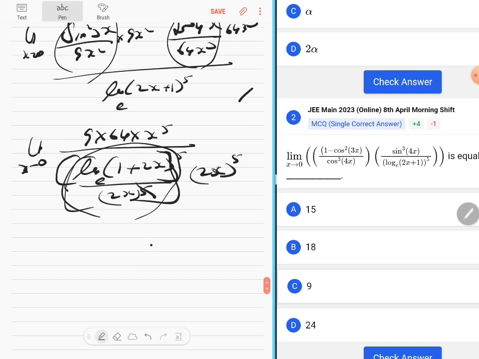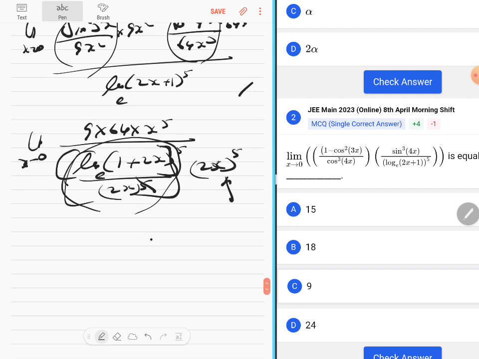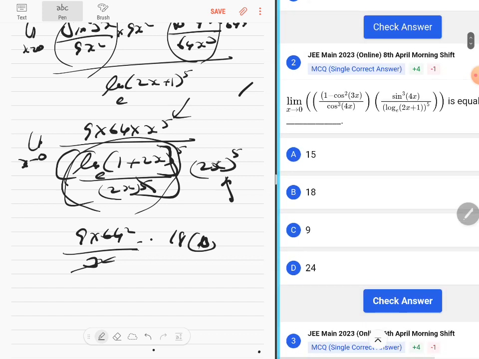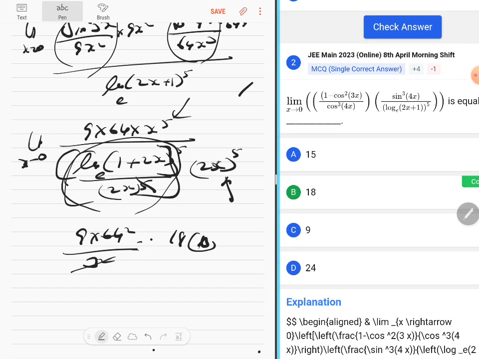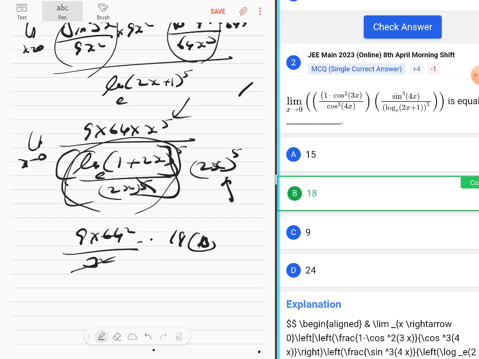So this becomes 1. The x to the power 5 in the denominator and the x to the power 5 in the numerator are going to get cancelled. 9 into 64 by 2, 2, so 4, 4 to 16, 32. 32, and so the answer is 18. So option number B is the right answer. Let me check if the answer is right. Yeah, right. Let's go to the next question.